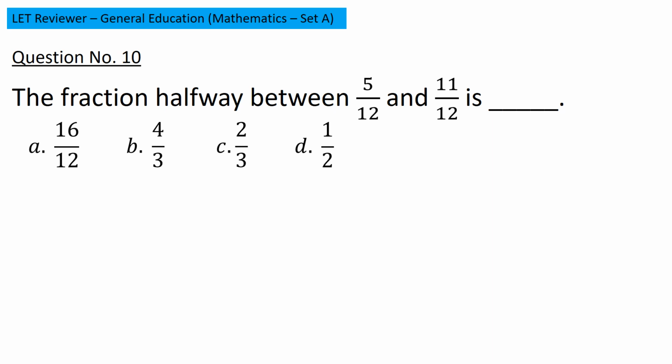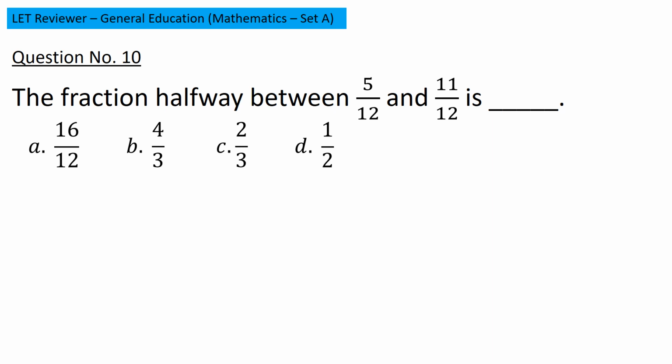We are now at question number 10. The fraction halfway between 5 over 12 and 11 over 12 is blank. A, 16 over 12. B, 4 over 3. C, 2 over 3. Or D, 1 over 2. Pag sinabi nating halfway between two numbers, ito yung kanilang average o yung the value between the two numbers.